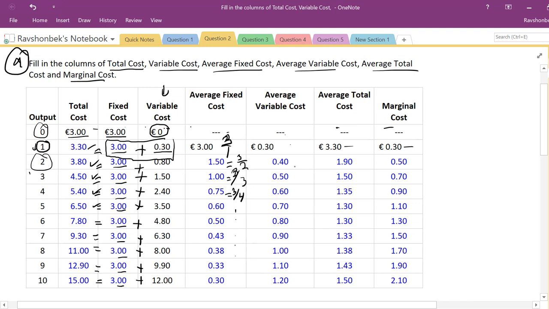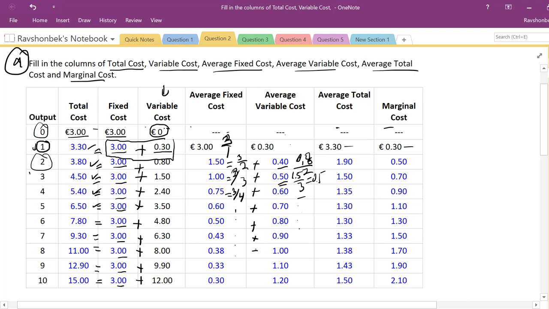Variable costs similarly, the 0.8 for 2 units over 2 units, that gives us this. Sorry, it's 1.50 now. 1.50 over 3, that's 0.5, or it's this value here, and so on and so forth. These are average variable costs, or variable cost per unit, in other words. And average total cost is then the sum of the two.